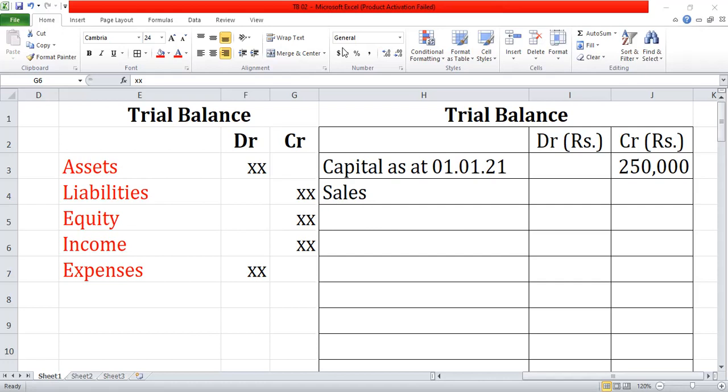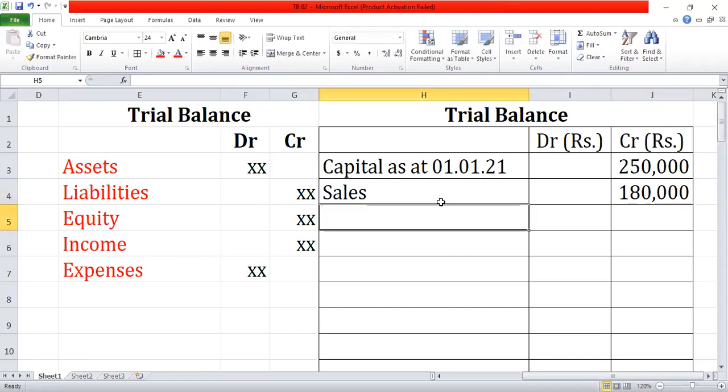Now, what is sales? Sales is an income. On which column do we have to record it? Where do we record the balance of the sales? Sales is recorded in the credit side. How much is it? 180,000.